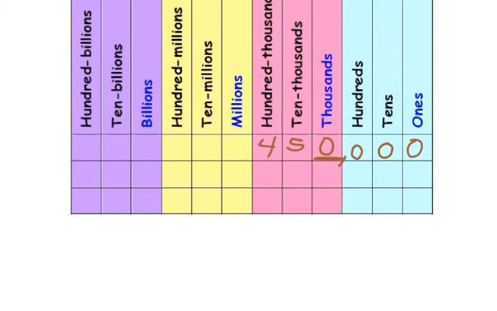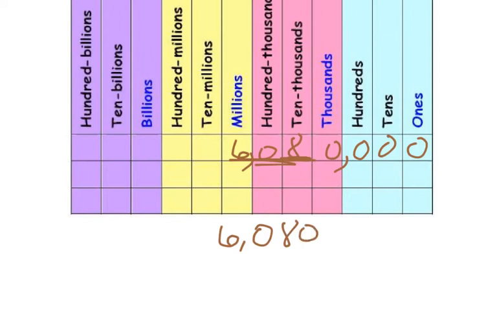Okay, and then for our last one, we have 608 10,000s. Where's the 10,000s place? It's right here, but I can only put one digit there. So therefore, I'm writing 608 in these, and then I'm going to add my placeholder zeros, and that is 608 10,000s. So I put my commas, comma, comma. So it's really 6,080,000, and that's it.